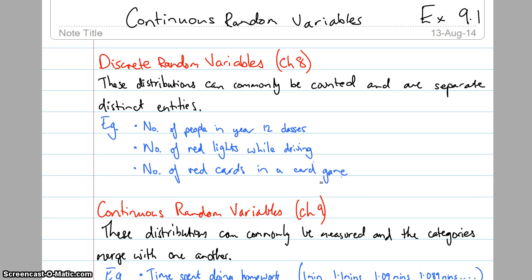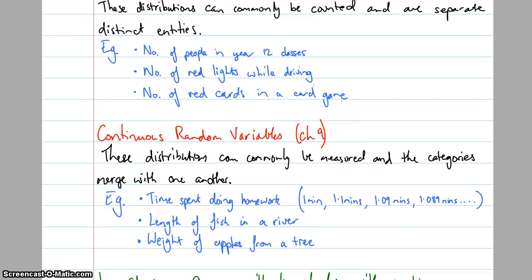As opposed to continuous random variables, which is chapter 9. These distributions are commonly measured by category, and the categories merge with one another. While discrete ones are distinct, like you can't get 2.5 people or 6.5 red lights, you've either got 6 or 7, in continuous random variables the boundaries get a bit muddy, or the categories merge with each other.